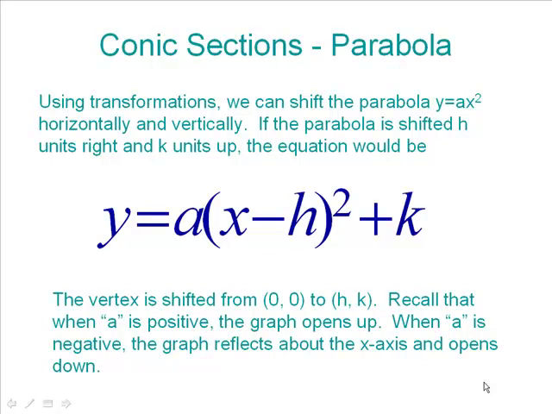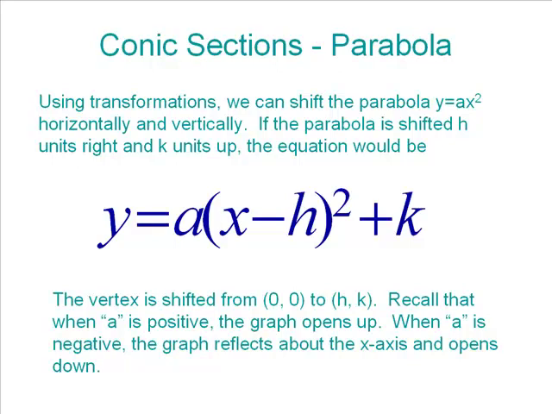Okay, parabolas, part 2. The objective in this part is to look at how we graph parabolas using transformation. Using transformations, we can shift the parabola y equals a x squared horizontally and vertically. If the parabola is shifted h units right and k units up, the equation would be y equals a times the quantity x minus h squared plus k.